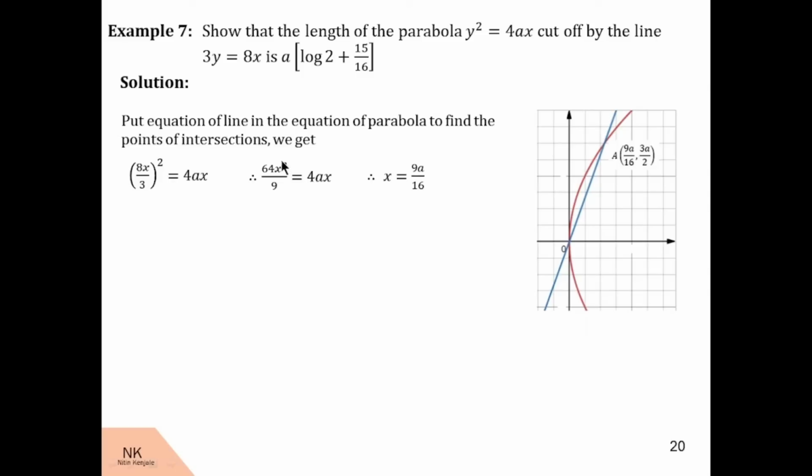Look at here, this square and x will get cancelled. Similarly, 4 16s are 64, and when this 9 and 16 are taken on the other side, we get x is equal to 9a by 16. Now we substitute this value of x into the equation of the line. So we get y is equal to 3a by 2. Therefore, the coordinates of this point of intersection are 9a by 16 comma 3a by 2.